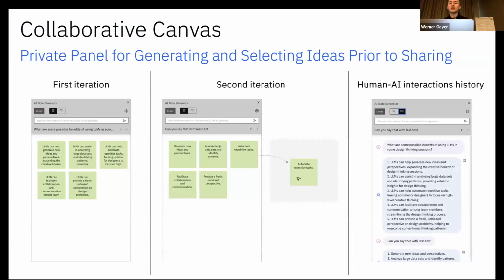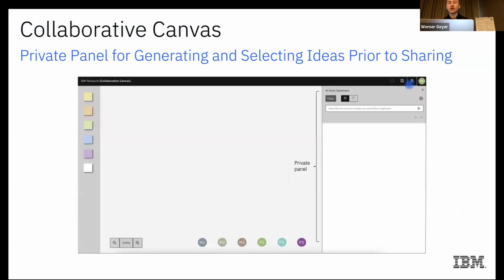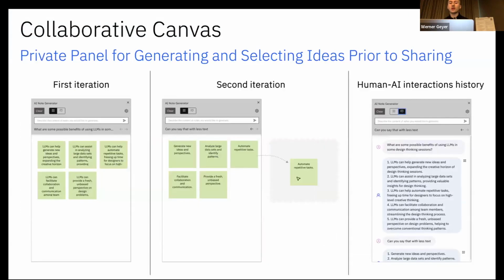I see. Good question. Yes, there is no way in the prototype to differentiate the sticky notes that were created using the private panel from the ones that were created using the other alternative. The main difference here is that with the private alternative, the users have full control about what they want to share with the rest of the users, but there is no difference in the style of the notes or something like that.